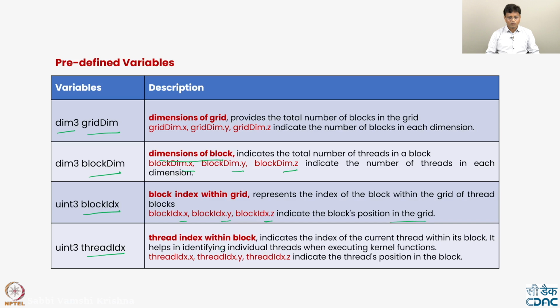Similarly, the threads in a block can also be arranged in 1 dimension, 2 dimensions and 3 dimensions. That means one position is associated with each thread. To identify the position of each thread, we have to use threadIdx.x, threadIdx.y and threadIdx.z, which indicate the position of the thread in the block.